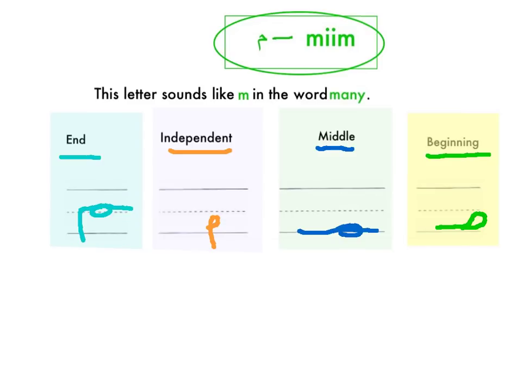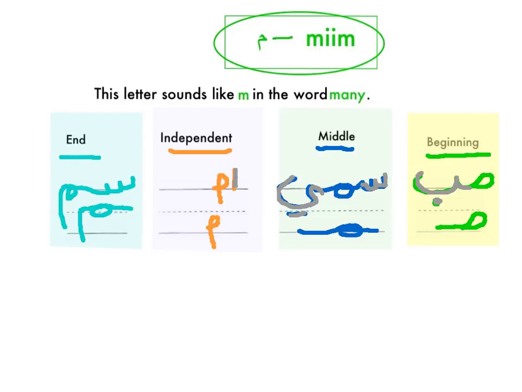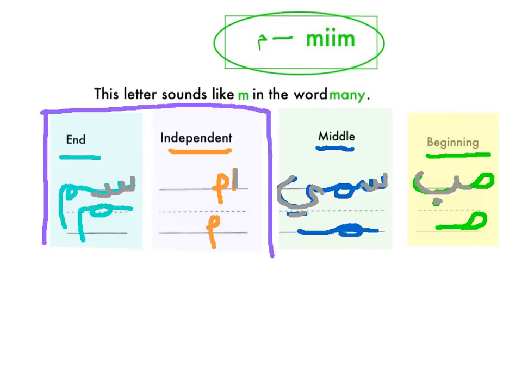Let's take a look at the letter meem combined with other letters. For instance, if meem is combined with the letter ba, we write it like this. Let's take a look at the word Sami: sin, meem, ya. Now the next word is. At the end, we write meem in the word sem like this. At the end, it can be written in independent form or connected form, and they are related to each other.